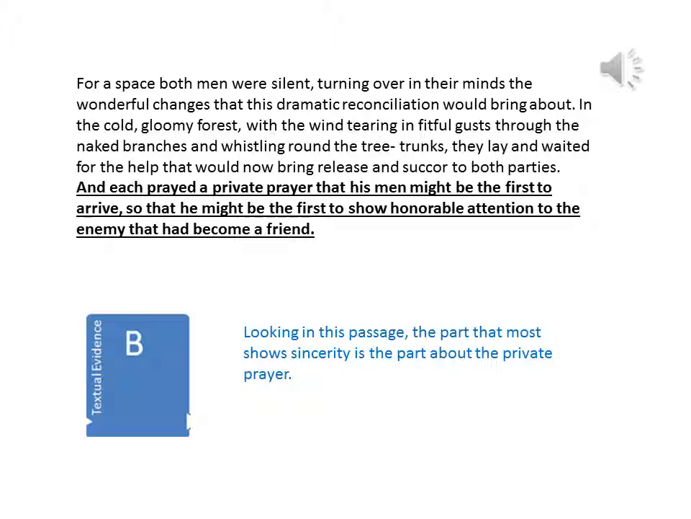Now that Part A is written, I need to get to the work of doing Part B. Remember, I need to choose the most important part of the text to support my point. Looking through this passage, I think the last sentence is the key. It says, "And each prayed a private prayer that his men might be the first to arrive, so that he might be the first to show honorable attention to the enemy that had become a friend." That part seems important because it mentions the private prayer, and I think there's some sincerity in prayer. I can explore that more in Part C, but for now, I think I've got my text.